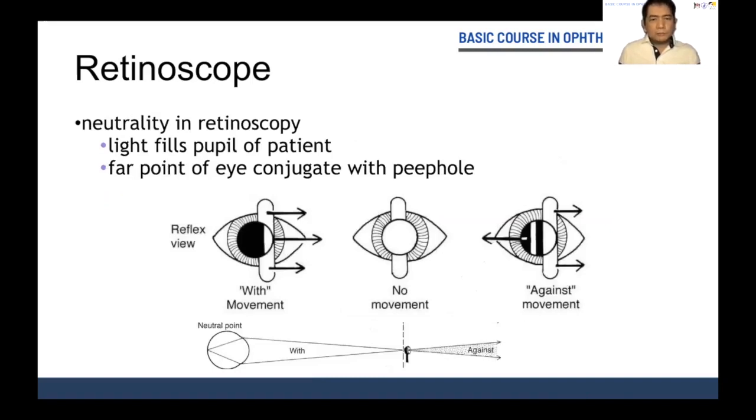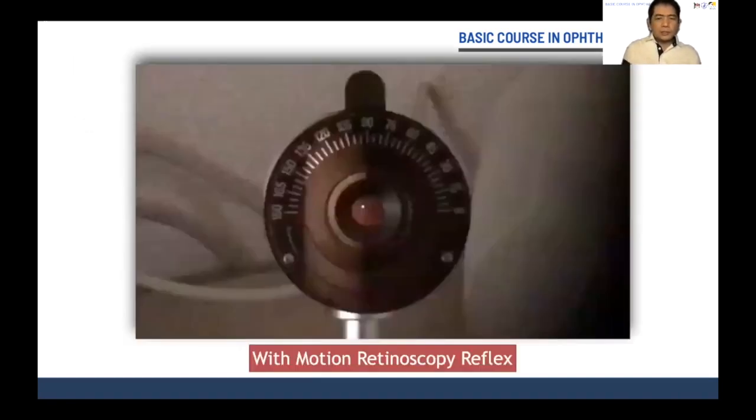Okay, so in performing retinoscopy, our main goal is the neutrality reflex, or a neutral reflex. When you say neutral, or point of neutrality, the light reflex fills the pupil of the patient. In this case, the far point of the eye is conjugate with the peephole. In retinoscopy, our concern is the movement inside the pupillary area, so you call it the retinoscopy reflex.